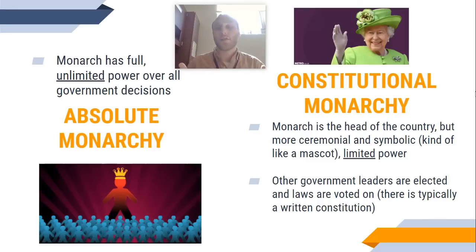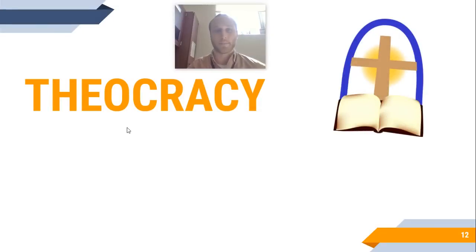Typically, constitutional monarchs, queens and kings, are elected, and the laws are voted on, and then the power kind of passes through the family, right? So there's some other type of government that's limiting the power of the queen, where in an absolute monarchy, there's nothing that limits their power. So they're very different, but they both have a king or queen, and they both pass power through their families.